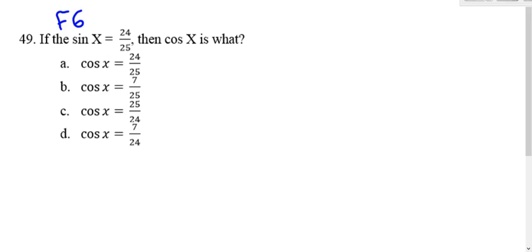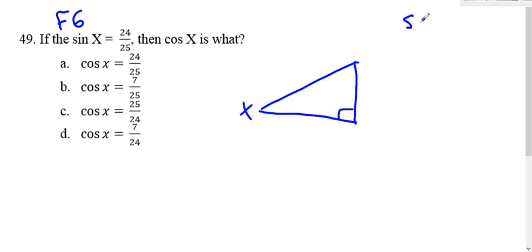So here we're given sine as 24 over 25, but we don't have the triangle. So we're going to start by drawing the triangle. So if this is x over here, sine is opposite over hypotenuse. So that means the 24 is the opposite side, and the 25 is the hypotenuse.